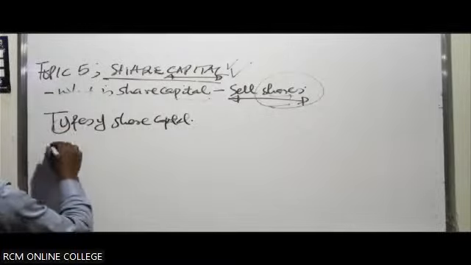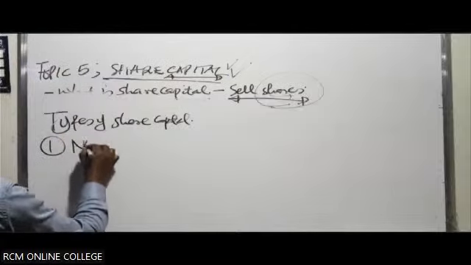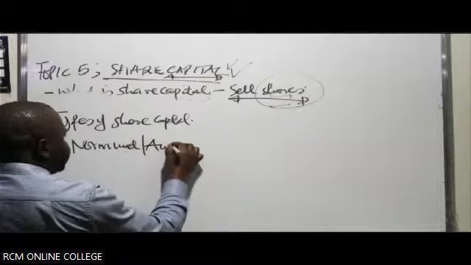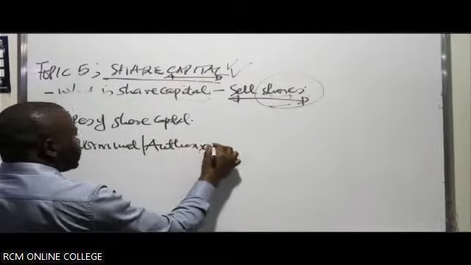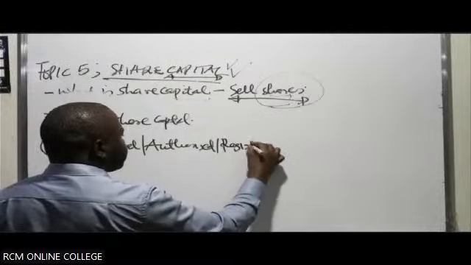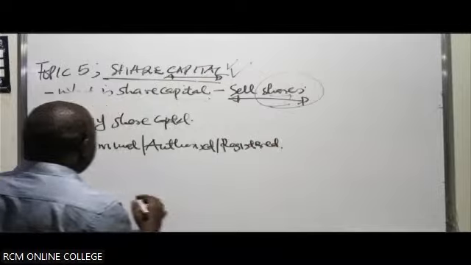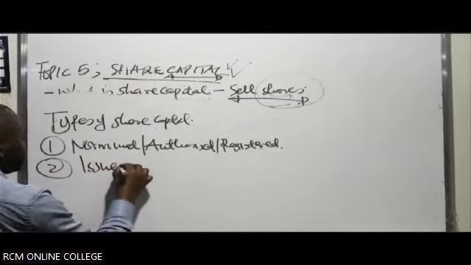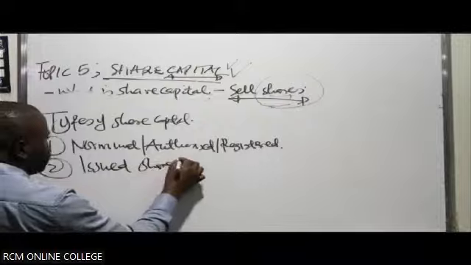Types of share capital. We can have what we refer to as the nominal. Sometimes we call it authorized. Sometimes we call it registered share capital. Then out of this, we can have what we call issued share capital.